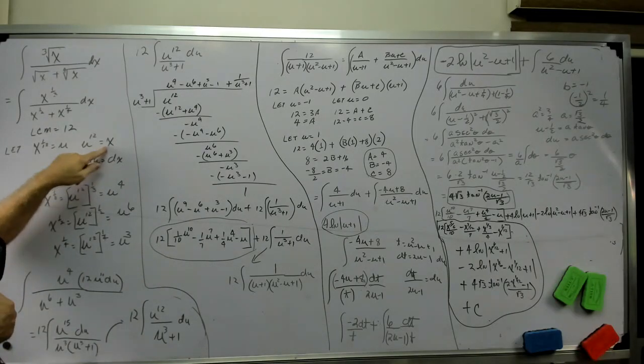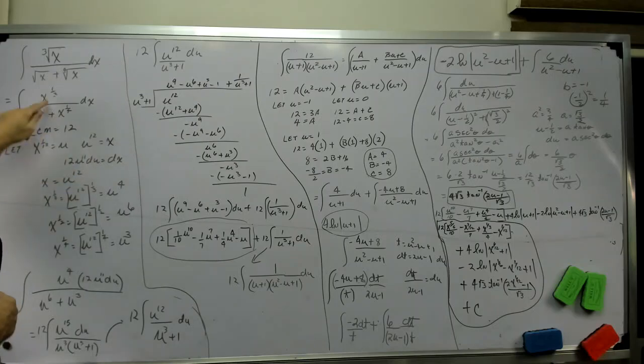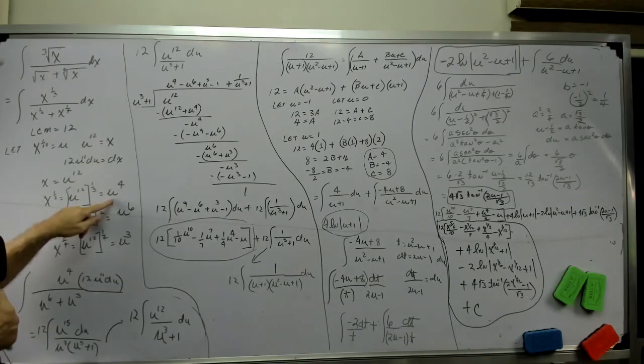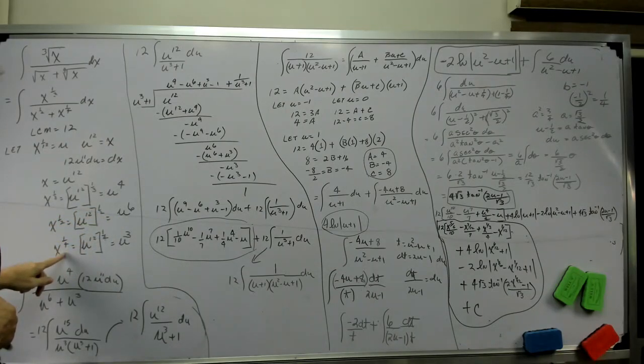Well, since I have x equals u to the 12th, I can raise x to the 1/3 power, and that's u to the 12th raised to the 1/3 power, which is u to the 4th. If I raise it to the 1/2, that's u to the 12th raised to the 1/2. That's u to the 6th, and then x to the 1/4 is u cubed.